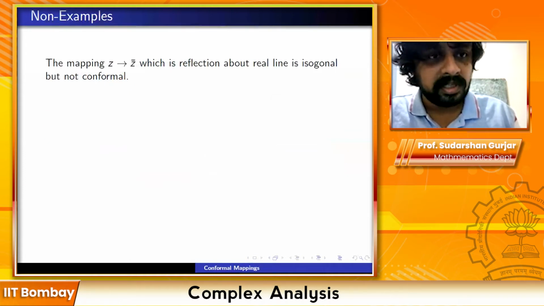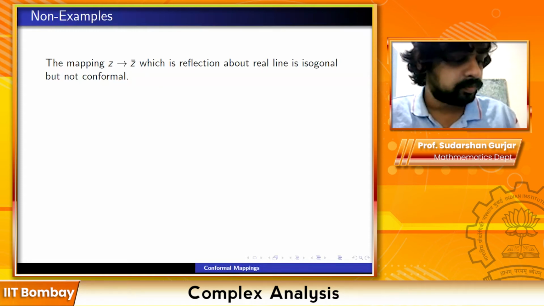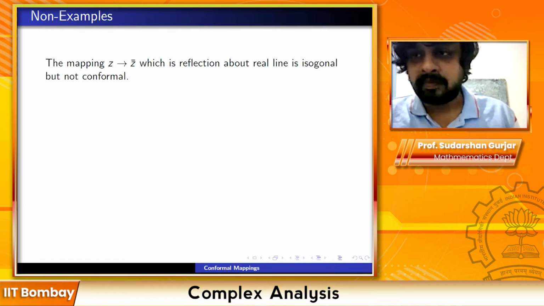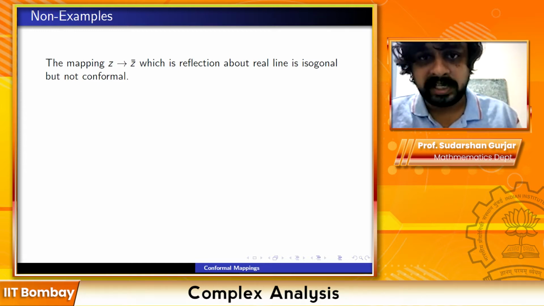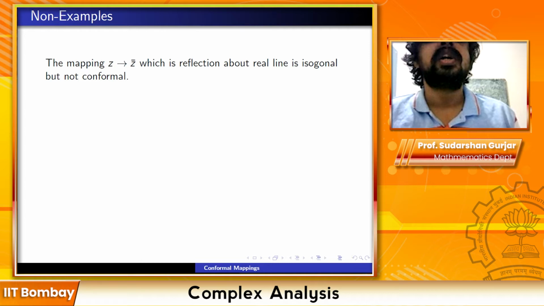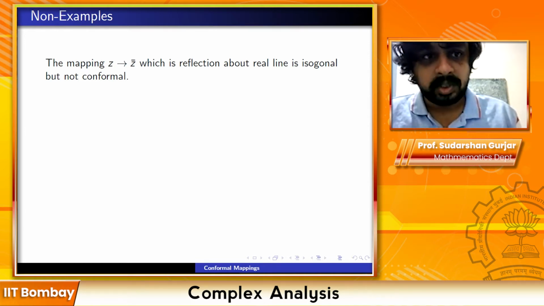What about some non-examples? Let's take the mapping z goes to z bar, which is a reflection about the real line. This is isogonal but not conformal. So it preserves angles. Reflection about the x-axis will preserve angles, but it does not preserve the orientation. So if the angle from the x-axis to the y-axis is plus pi by 2, but when I take the image, the x-axis is preserved, y goes to minus y, so the angle becomes minus 90 degrees, because now when you take the image, the angle is taken in the clockwise direction.